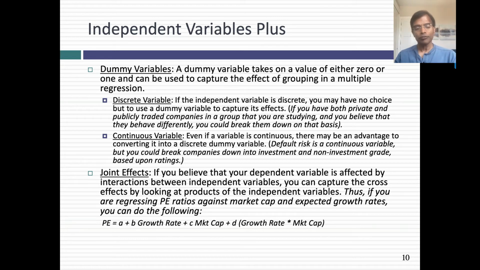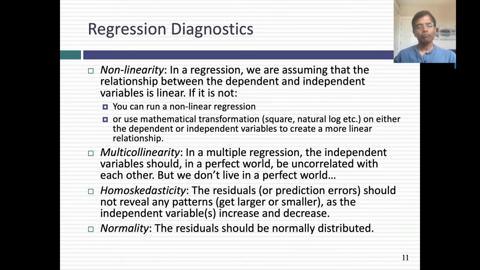In other words, it's a cross effect. You can run a multiple regression with PE ratios as a dependent variable, that's what you're trying to explain, growth rate and market cap as independent variables, and then you throw in the product of growth rate and market cap in there as a third independent variable to capture the cross effect. It's a very primitive regression, but you can think of the possibilities here.